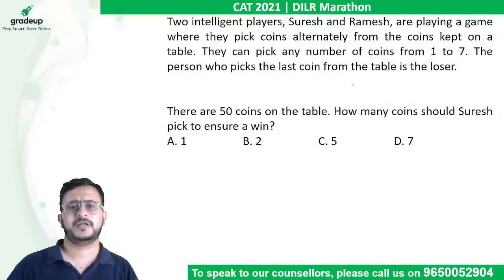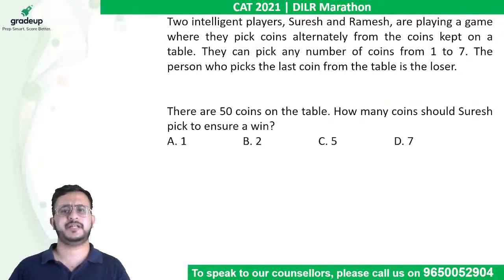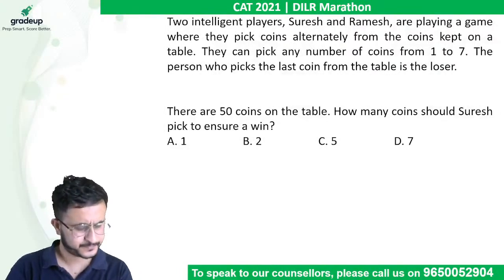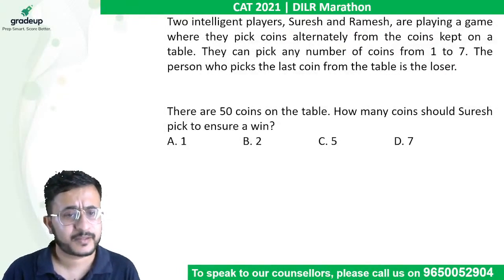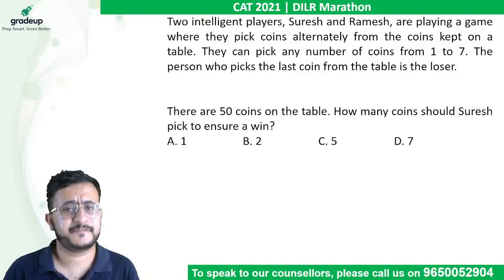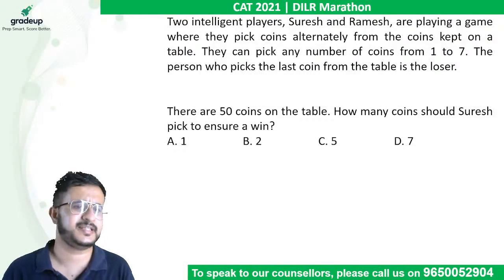All right. Now, if there are 50 coins on the table, how many coins should Suresh pick to ensure a win? There are 50 coins on the table. How many coins should Suresh pick to ensure a win? Now, if you know that formula, you can easily answer this question.